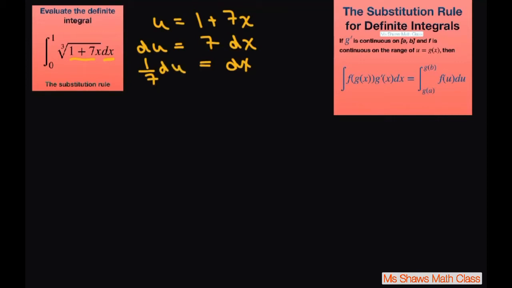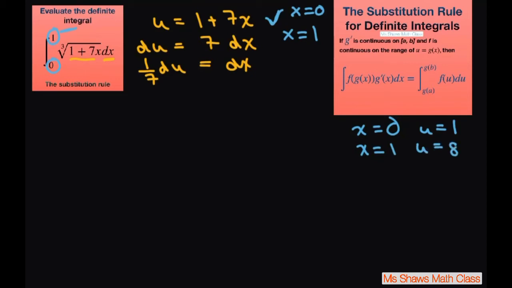Now, with the definite integral, we're not going to be substituting back, so we have to change our limits of integration. If x is 0, I plug 0 into this, and my u is going to equal 1. If my x is 1, then my u is going to be 8. So now my limits have changed from 1 to 8.